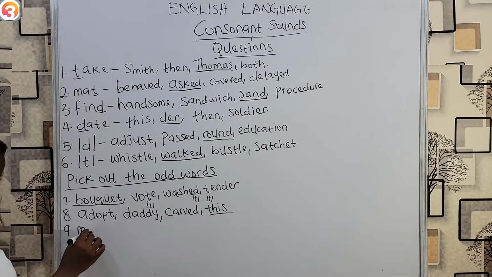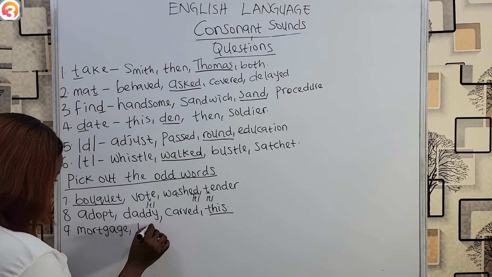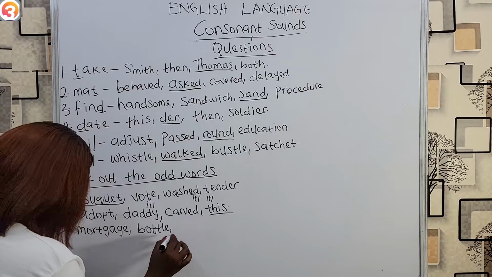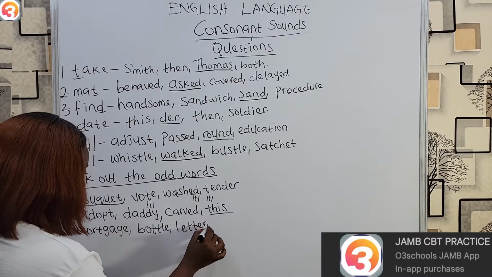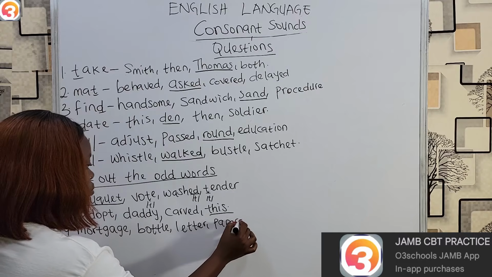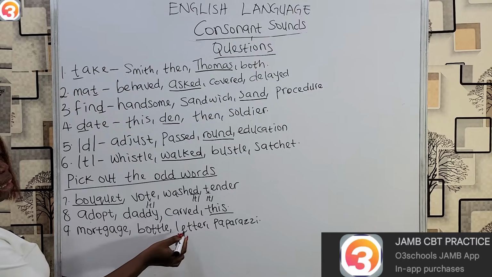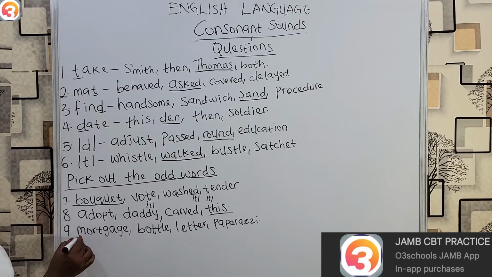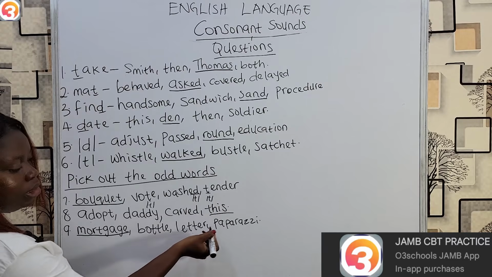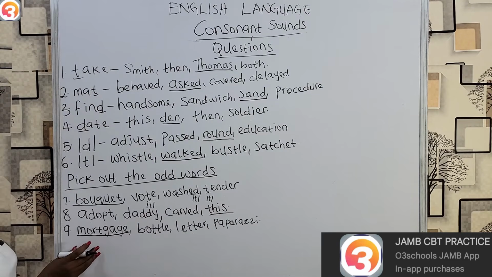Another question we have, here we have mortgage, bottle, letter, paparazzi. So our answer here becomes mortgage. Mortgage is odd because the T here is silent. While there's consonant T here, there's consonant T here, there's also consonant T here. It is absent in mortgage. The letter may be there, but it is not pronounced. So it is absent here. This is the odd word out.